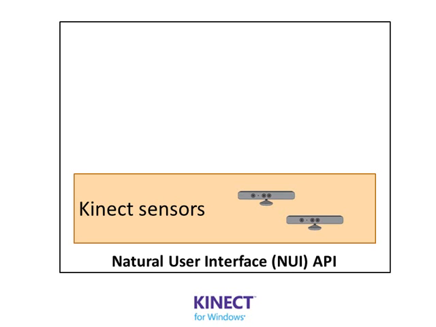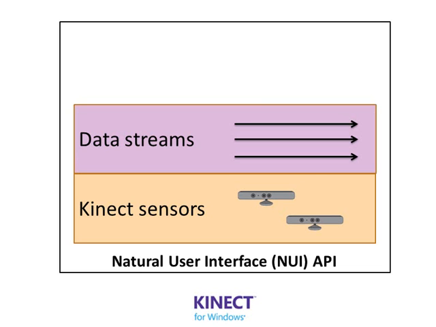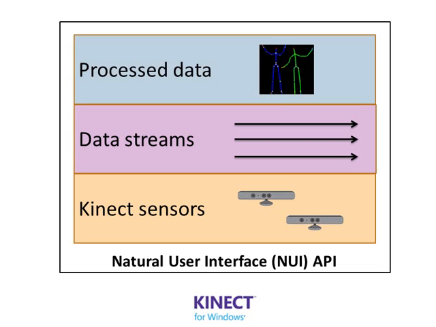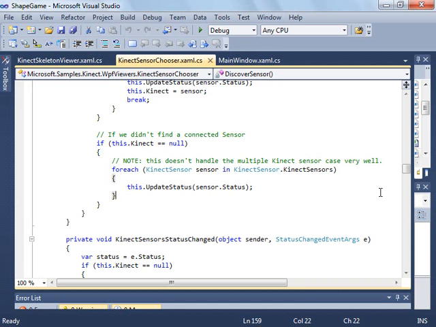There is direct access to the sensor. At a higher level, there is access to the data streams, such as color, depth, and audio. And at the highest level, there is access to process data, such as skeletal tracking.